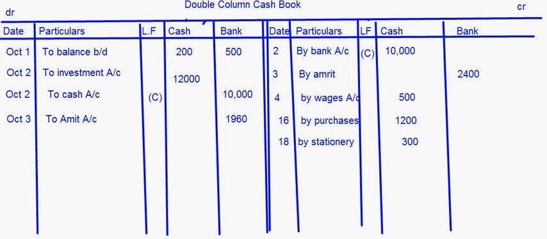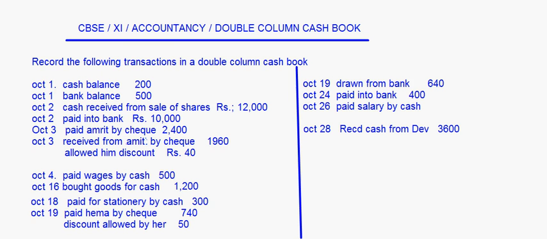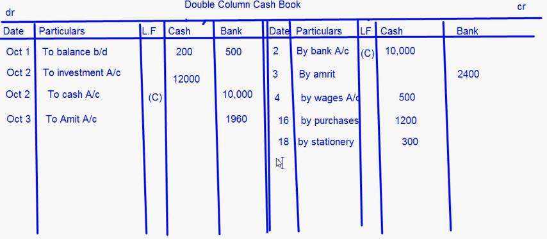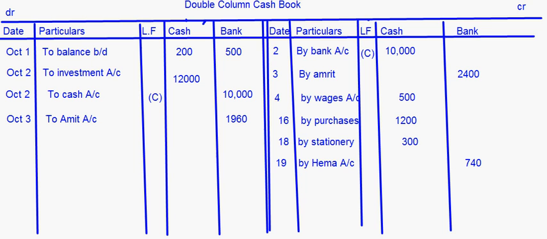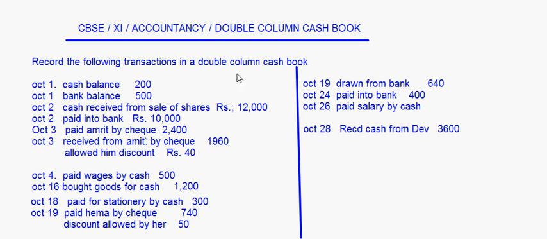This is a payment by check, right? So on the payment side, what's the date? The date is October 19th. So on the payment side you will write by Hema account, and in the bank column obviously it is paid by check, right? So in the bank column you will have 740 like this, right? Discount allowed we have not put here, it will not come here. Discount allowed, discount received, nothing will come in the double column cash book.